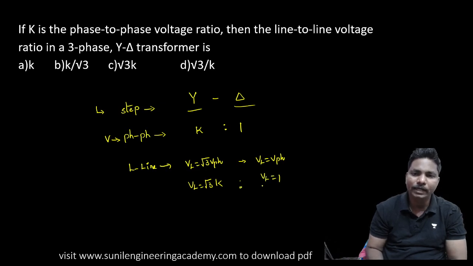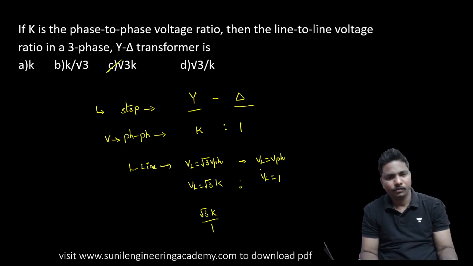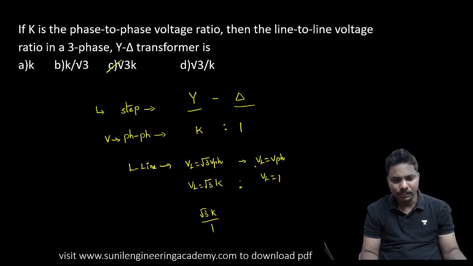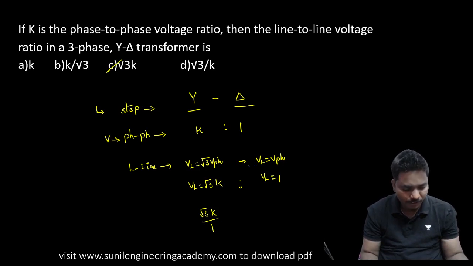Now what is the line to line voltage ratio? Root 3K by 1, that is nothing but root 3K. All of you clear?